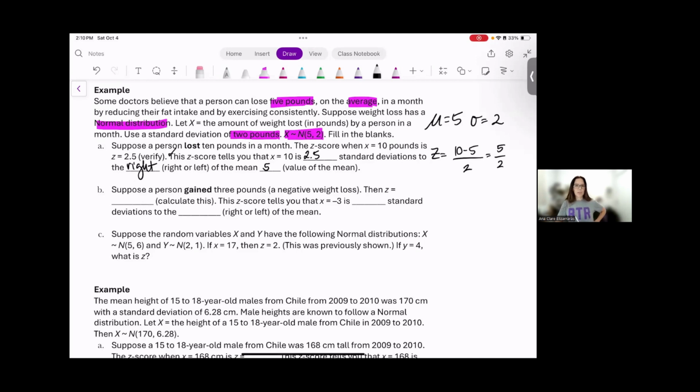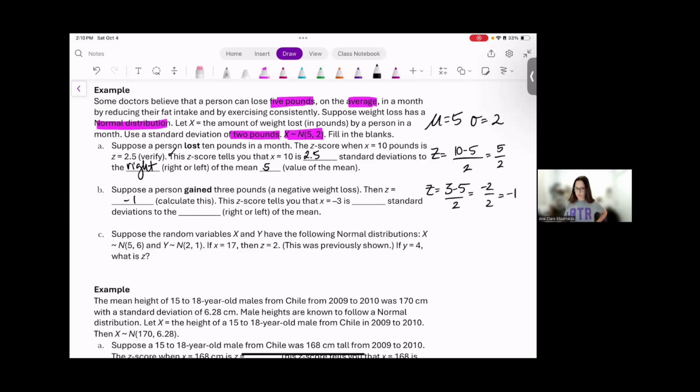Okay, so now a person gained 3 pounds, which is on a chart of weight loss the wrong way. So z is 3 minus 5 divided by 2. 3 minus 5 is negative 2. Divided by 2 is negative 1. So that is negative 1 standard deviations. Sorry, I wrote it in the wrong spot.